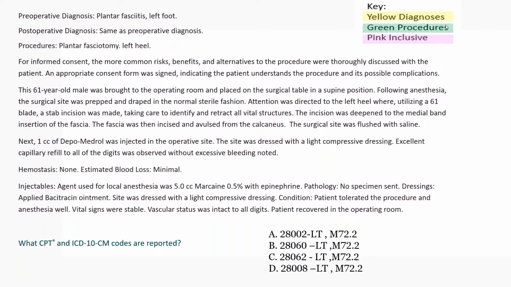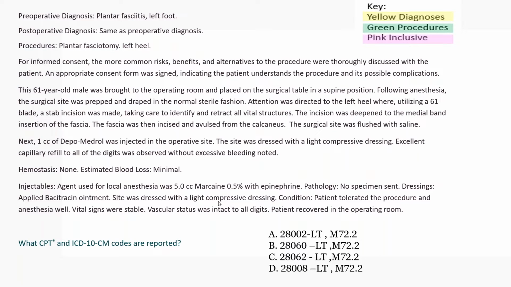All right, coders. What CPT and ICD-10-CM codes are reported? A, 28002, modifier LT, M72.2. B, 28060, modifier LT, M72.2. C, 28062, modifier LT, M72.2. D, 28008, modifier LT, M72.2.